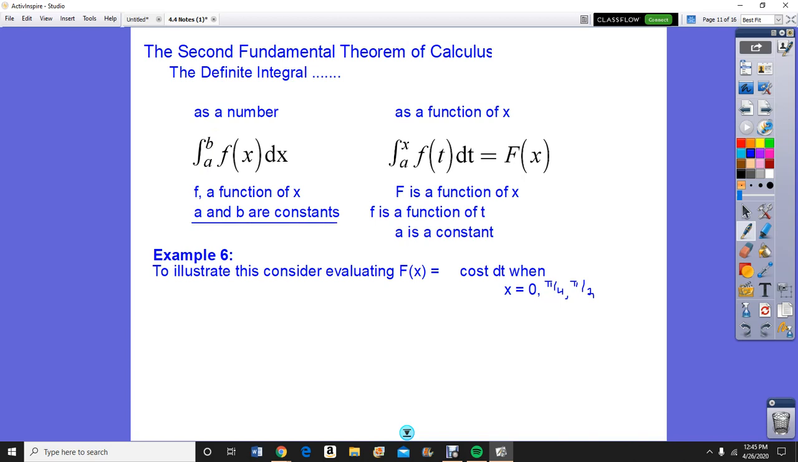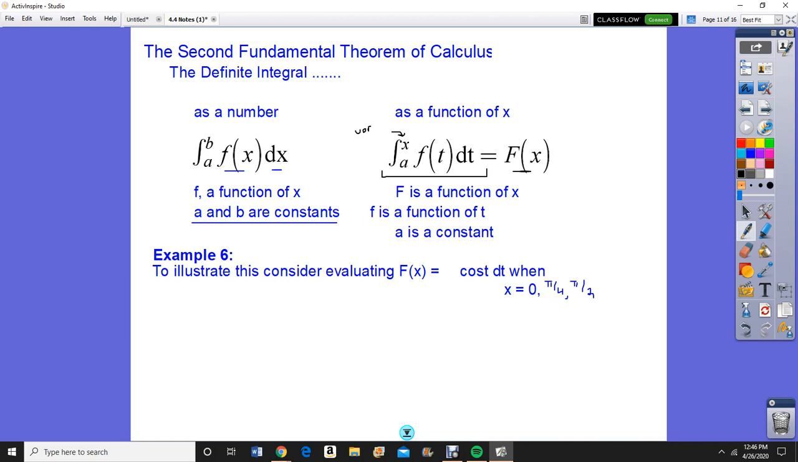So if it is to represent a number, a and b are constants, and our function would be written in terms of some variable. So here, what we're most used to is a function of x. So as we move away from that and we start to, instead of looking at this as a number, begin to look at it as a function of x. So in other words, when we go to evaluate this definite integral, we're looking at it as a function of x.